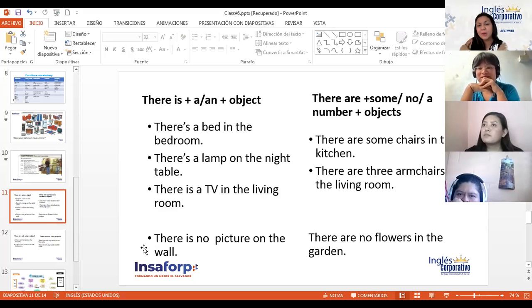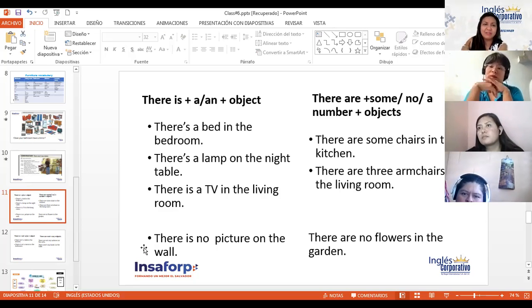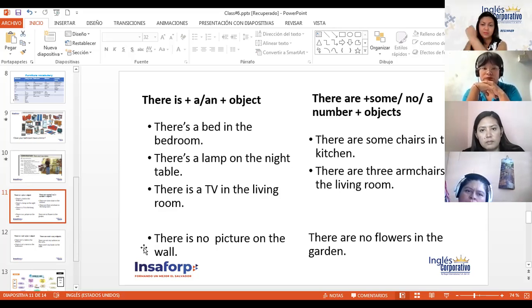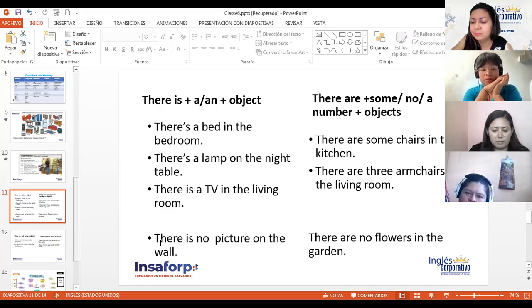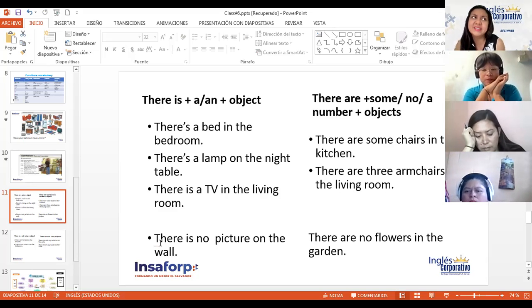There is no picture on the wall. Or there isn't a picture on the wall. No cambia nada. Solo es otra forma de decirlo, pero significa lo mismo. El significado es lo mismo. Así que puede decir there is no student in my class or there isn't any student in my class. No hay ningún alumno en mi clase.